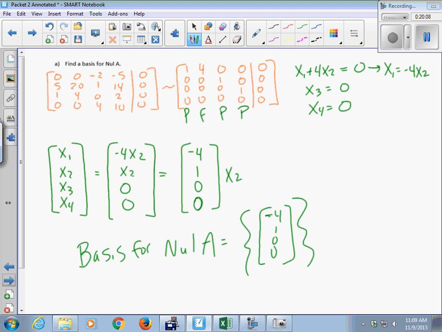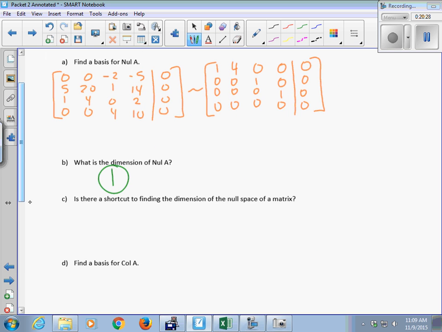Right, because x3 was 0, x3 is not a free variable, so it didn't have to get pulled out in the parametric vector form. If we had two free variables, there would be two vectors in your basis, because you would have plus another vector with your free variable on it. So the shortcut for finding the dimension of the null space of a matrix is the number of free variables.